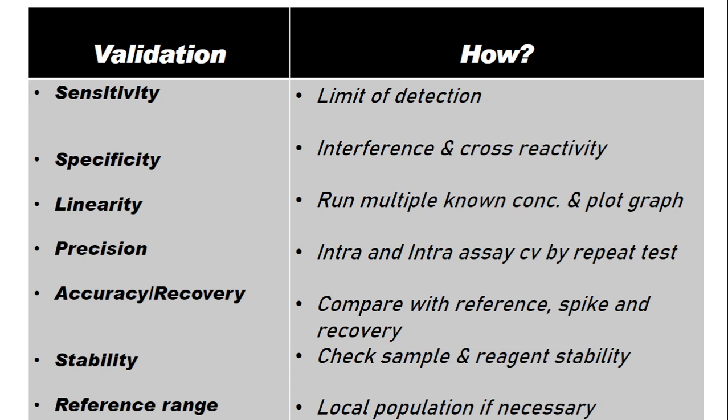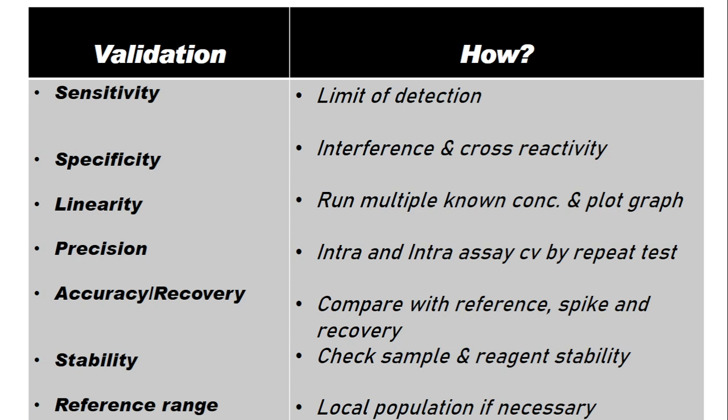Let's see how things go for validation. To develop a new test, the developer must satisfy these parameters. Sensitivity: it determines the limit of detection, that is, how small a quantity the method can measure. Specificity: it checks the interference of hemolysis, lipemia, bilirubin and so on, and also cross reactivity with similar substances like antibody and antigen.